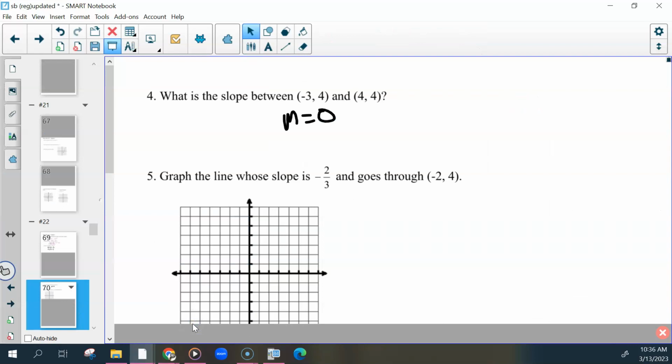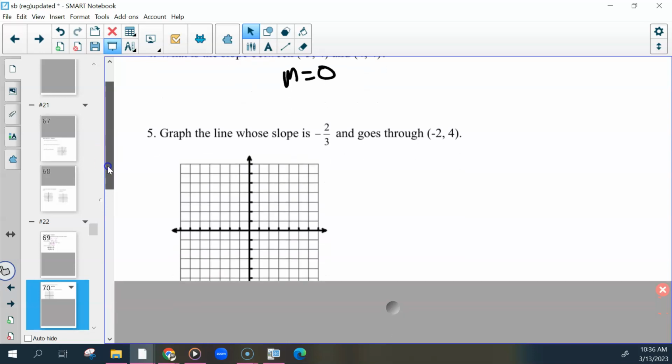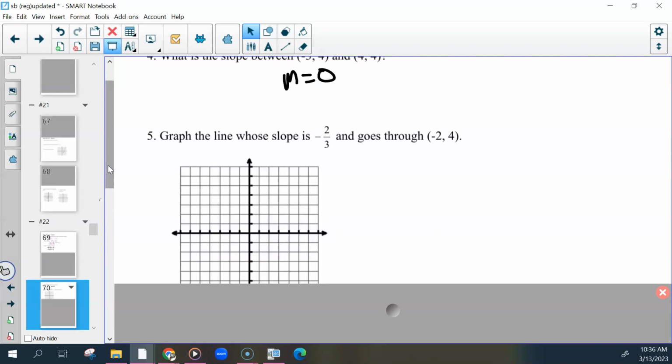The last one, you could have done this algebraically by doing y minus y1 equals m times x minus x1. You could have started at this point, negative 2, 4, and then used that with your slope, and it would have graphed the line for you.